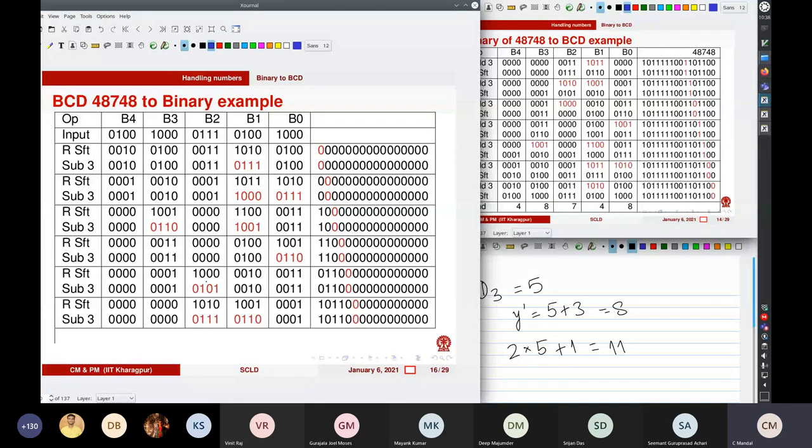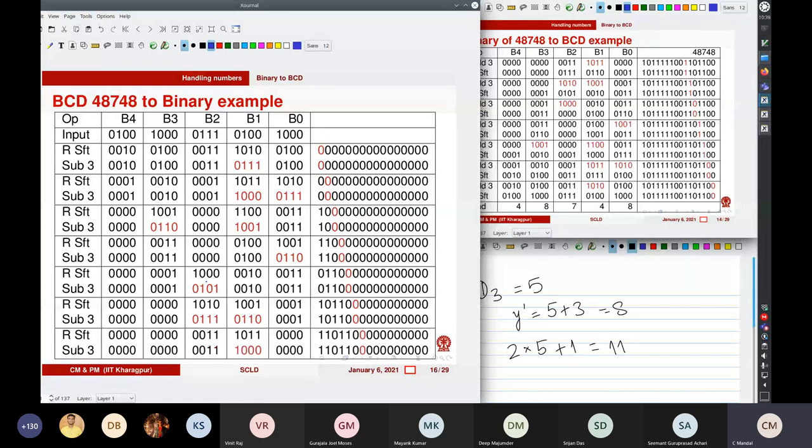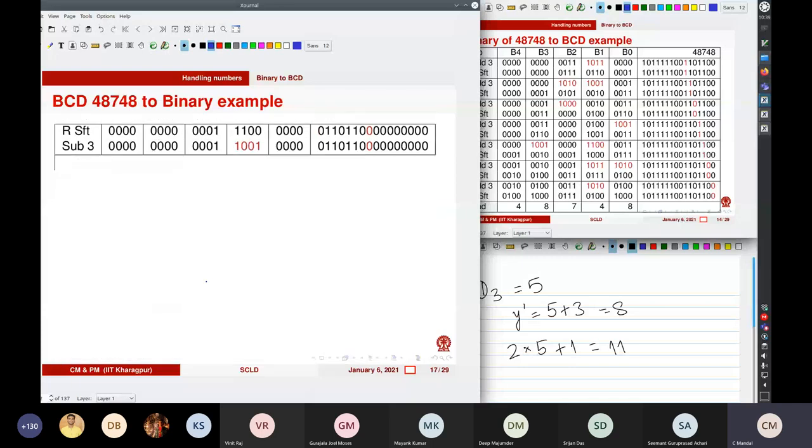Now why don't you just do the next step yourself? Maybe you can just try it out yourself. We have done a subtraction, so then again you will do a right shift. Just see what you get. One or two steps you can just do. Try out the next step yourself.